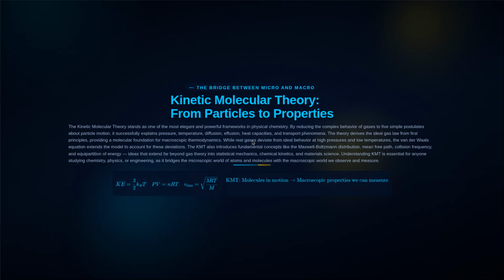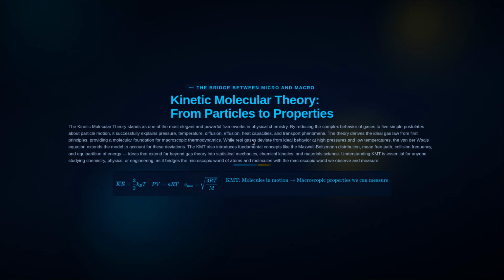The kinetic molecular theory stands as one of the most elegant and powerful frameworks in physical chemistry. By reducing the complex behavior of gases to 5 simple postulates, it successfully explains pressure, temperature, diffusion, effusion, heat capacities, and transport phenomena. The theory derives the ideal gas law from first principles, providing a molecular foundation for thermodynamics. The van der Waals equation extends the model for real gases.